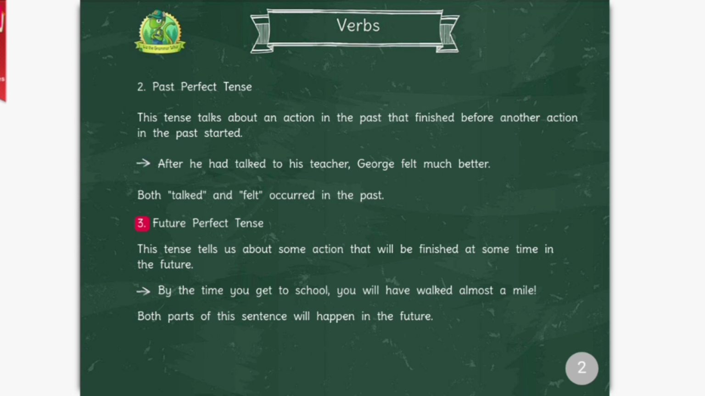3. Future perfect tense. This tense tells us about some action that will be finished at some time in the future. By the time you get to school, you will have walked almost a mile. Both parts of this sentence will happen in the future.